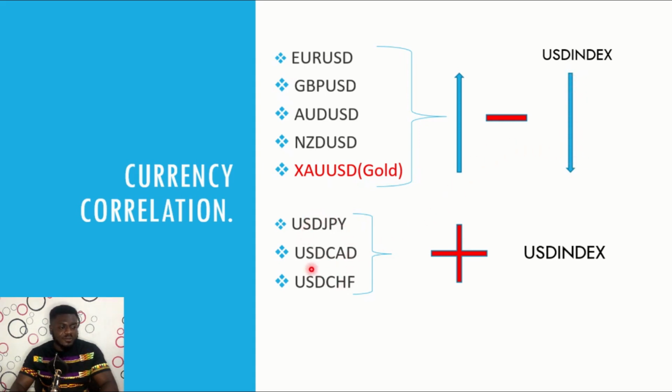Also, this cluster of currency pairs below, the USD/JPY, the USD/CAD, the USD/CHF, are positively correlated with the US dollar index. That is, they move together. If these currency pairs are moving upwards, then there is a high probability that the dollar index is also moving upwards. The opposite is also true for downtrends.